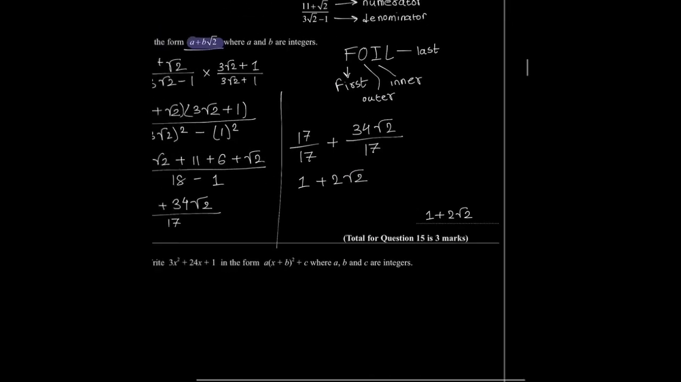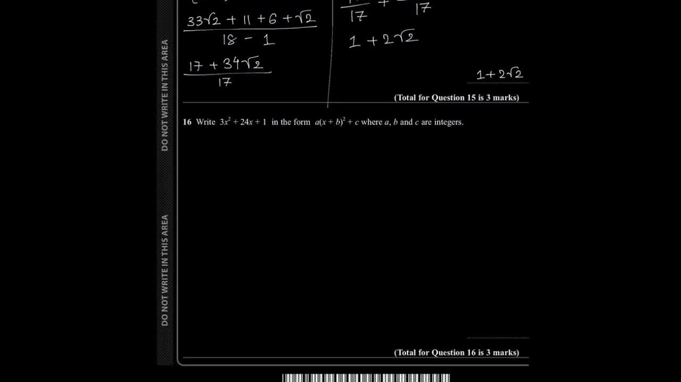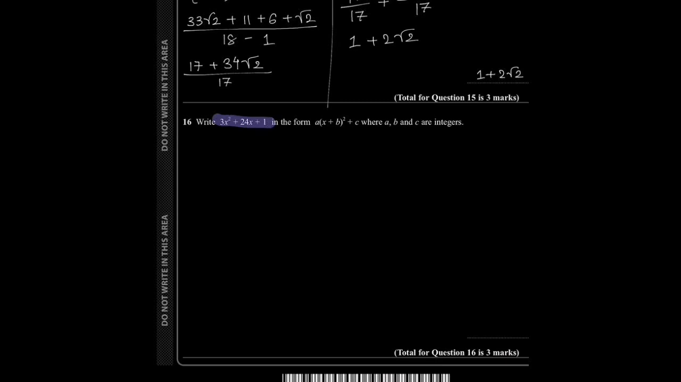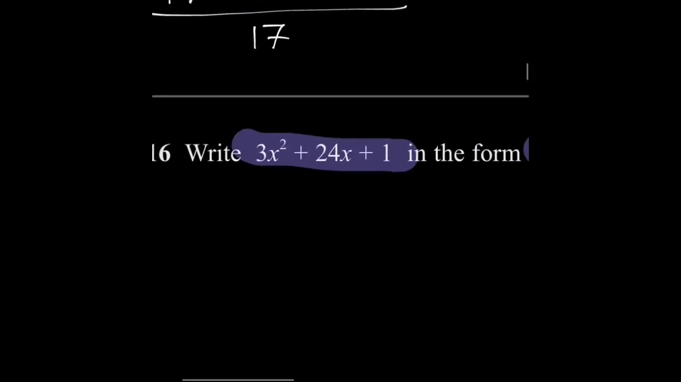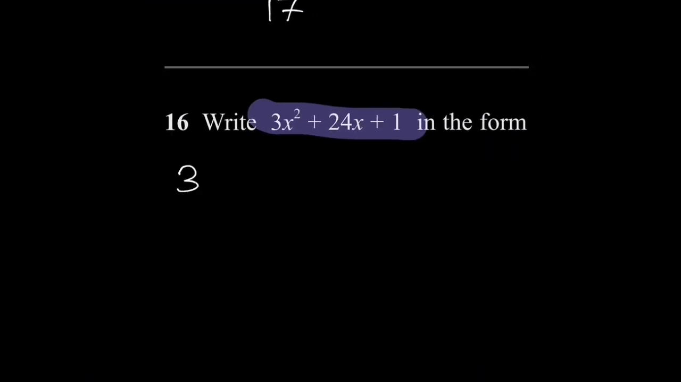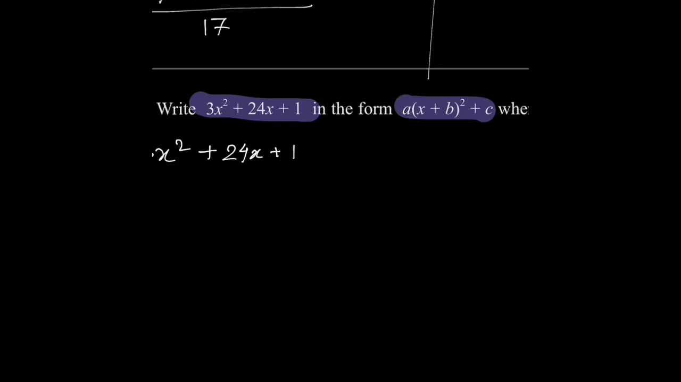Okay, let's move to the next. This question says, write this equation in the form this, where a, b, and c are integers. Okay, to do that, let's write the equation again. 3x squared plus 24x plus 1. Right. This is the completing the squares format.